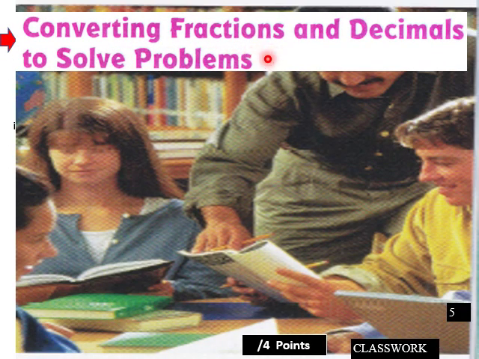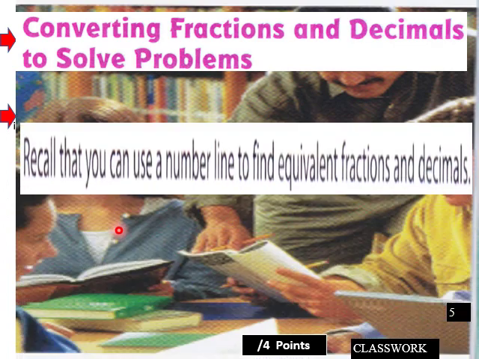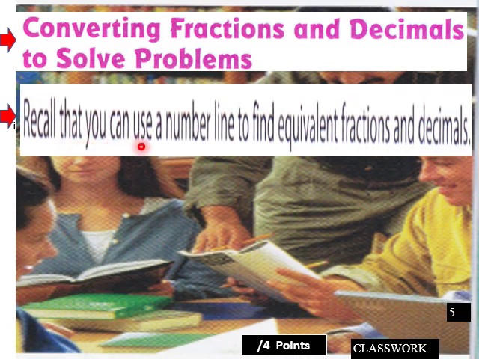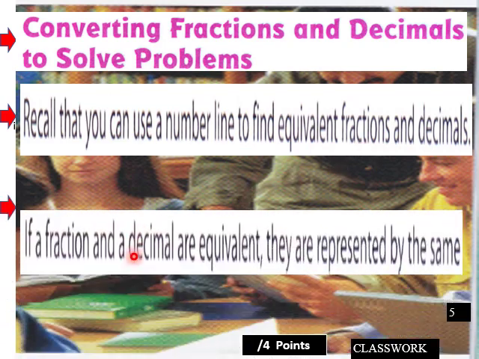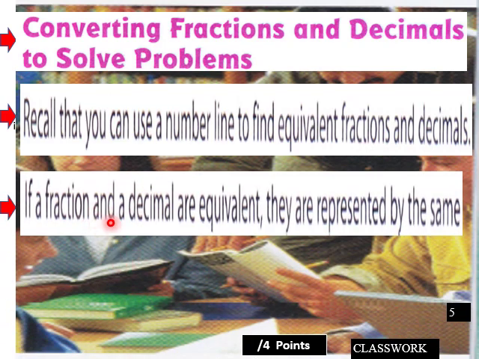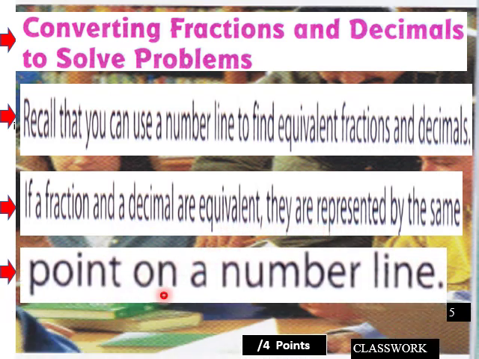Converting fractions and decimals to solve problems. So recall that you can use a number line to find equivalent fractions and decimals. If a fraction and a decimal are equivalent, they are represented by the same point on a number line. Because they occupy the same point, a fraction and a decimal, 1/2 would occupy the same point that 0.5 would represent, correct?